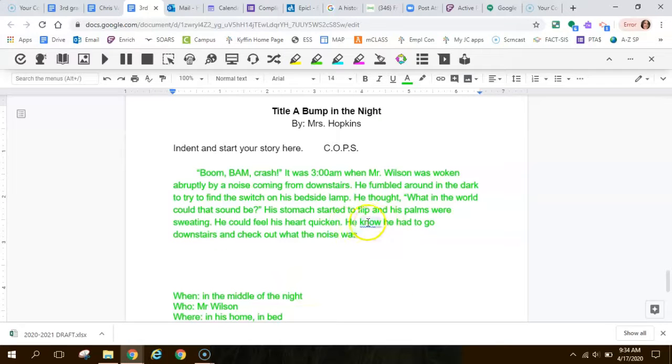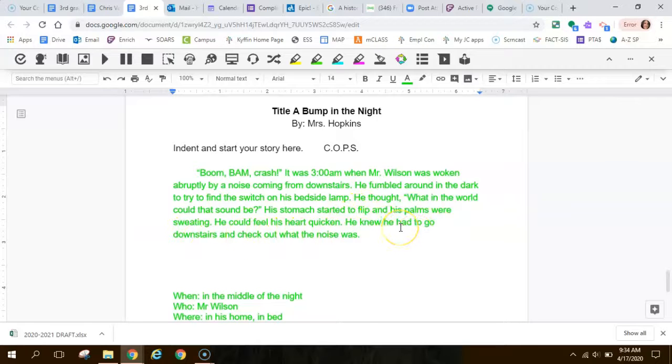Okay. So let's go ahead and go through with COPS. So he could feel his heart quicken. Okay, I've got a capital. That makes sense. I've got a punctuation. There's no spelling. He knew he had to go downstairs and check out what the noise was. Okay, so I've got capital. My organization is not right. This is not the right word. It's showing me in blue that you've got the wrong word. Look, if I click on that, they're like, did you mean knew? Yes, I did. Thank you very much. He knew he had to go downstairs and check out what the noise was.